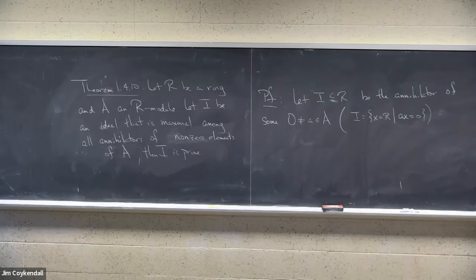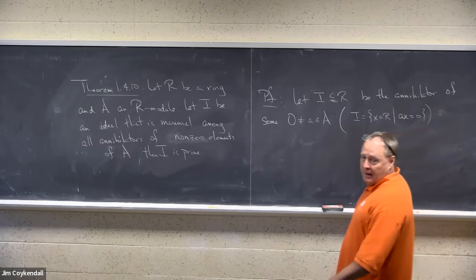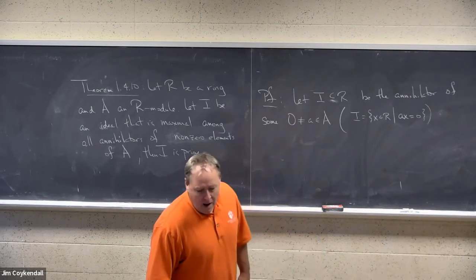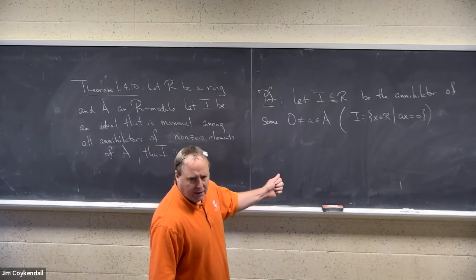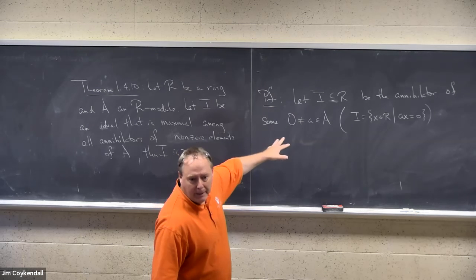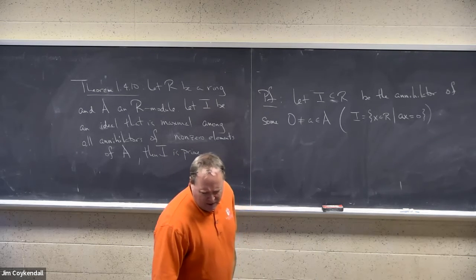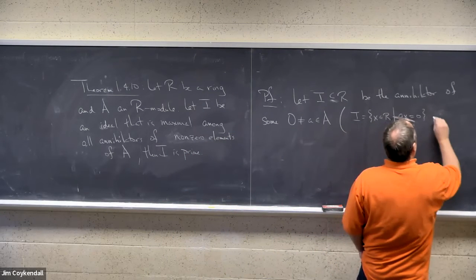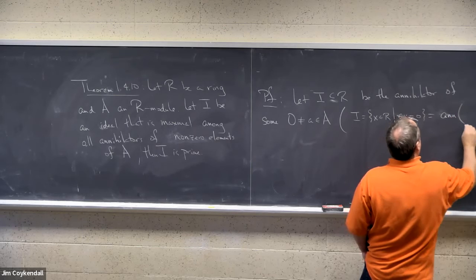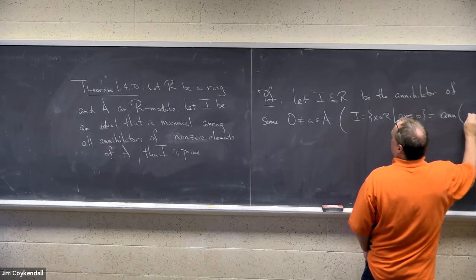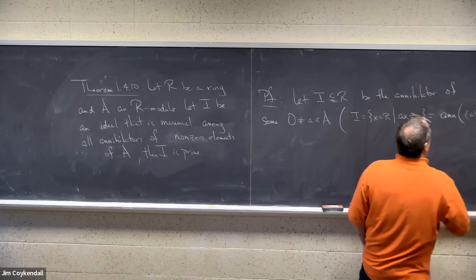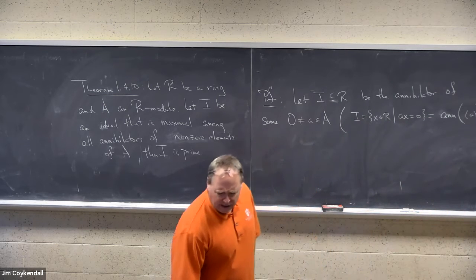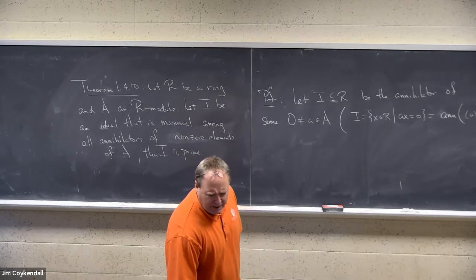And notice that if A is a non-zero element, then one is not in there, and so this is a proper ideal. It's pretty easy to see it's an ideal. This is a particular A in A, so I've just got some element. I might write the annihilator of A or the annihilator of the ideal generated by A.